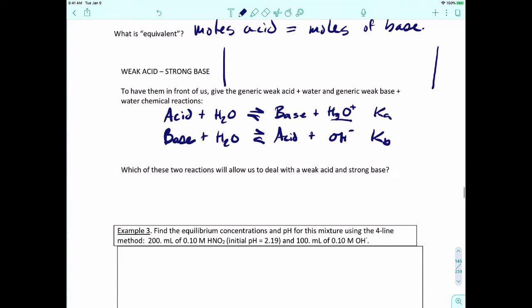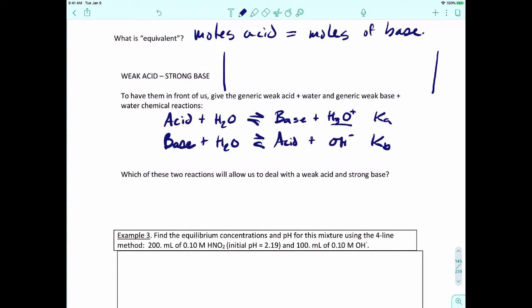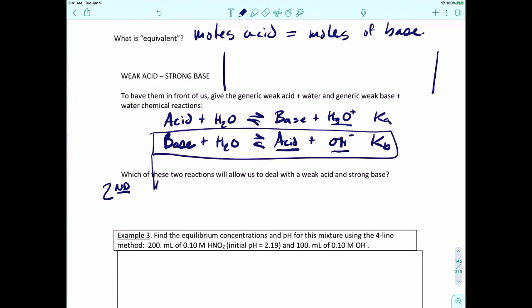Okay. So which of these two reactions will allow us to deal with a weak acid and its strong base? And it turns out it's going to be the second one. And think of it this way. Here's your weak acid, here's your strong base. So we're going to use the second equation to help us out because it has a weak acid in the title and the OH minus is your strong base. Okay, so we need to work with a Kb and an OH minus again, strong base.